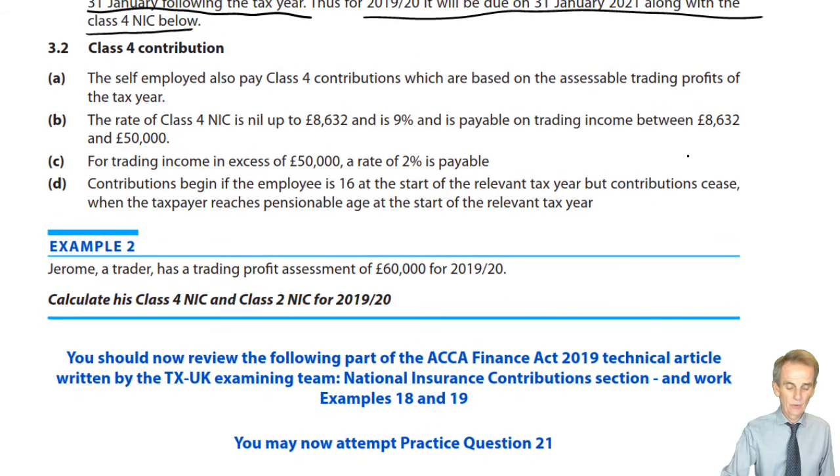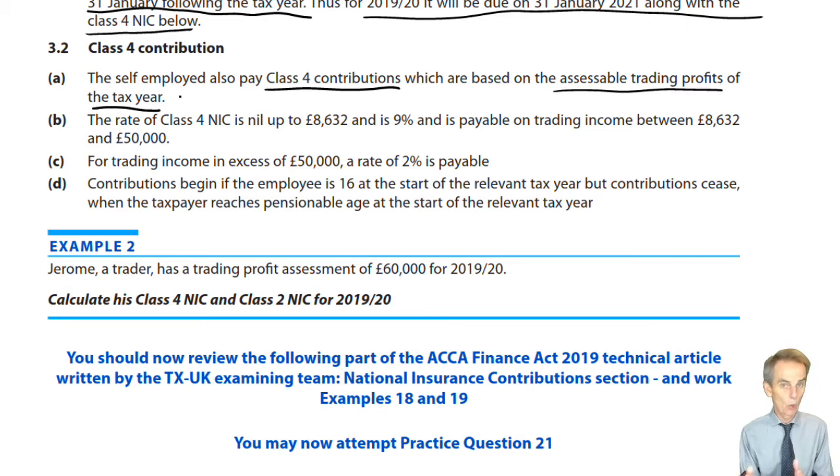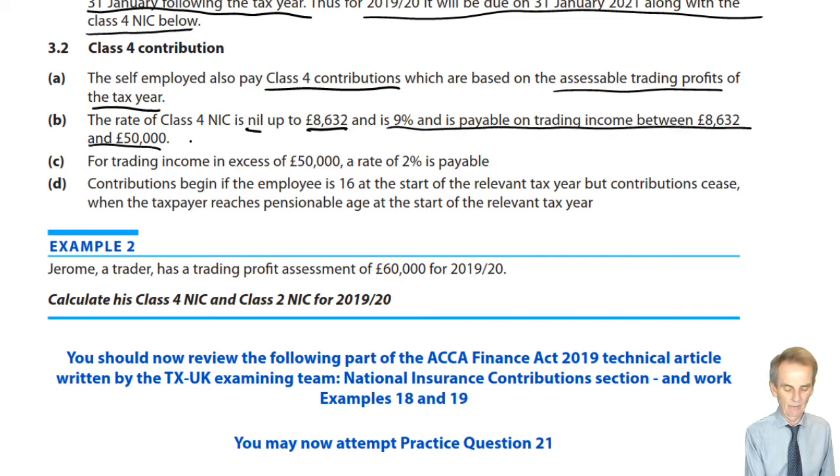Go back, therefore, to the note. Self-employed pay Class 4 contributions based on the assessable trading profits of the tax year of assessment. We deal with the 1920 tax year. Up to 8632, it's nil, and then 9% payable on the trading income assessment between 8632 and 50,000. Above 50,000, 2% is payable.